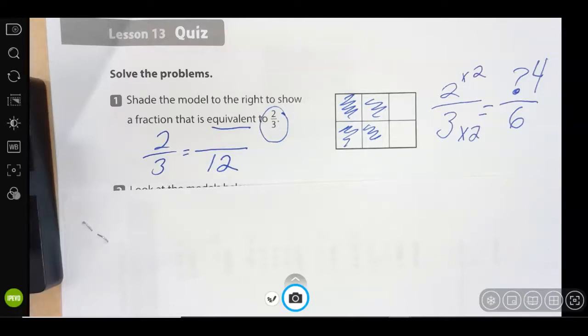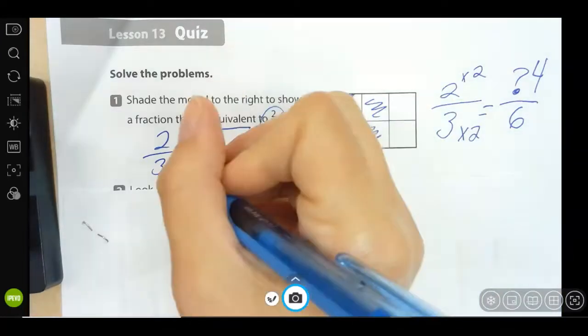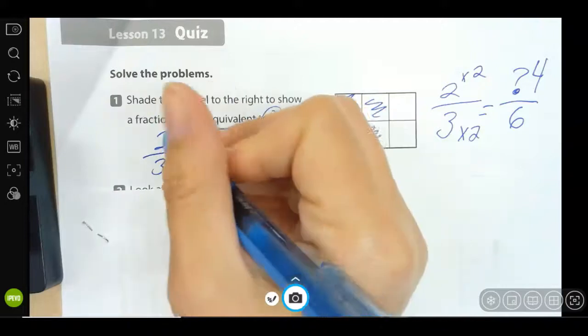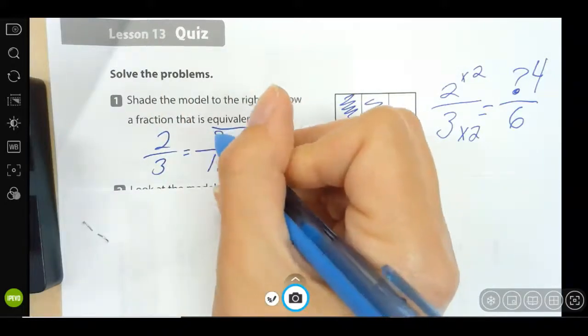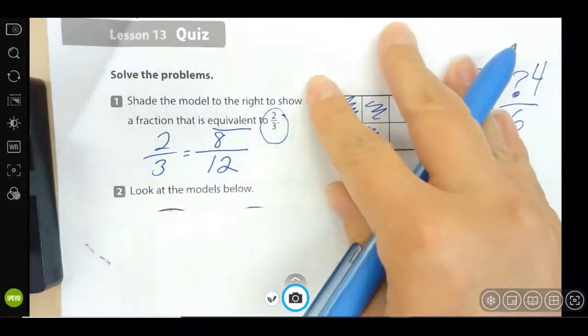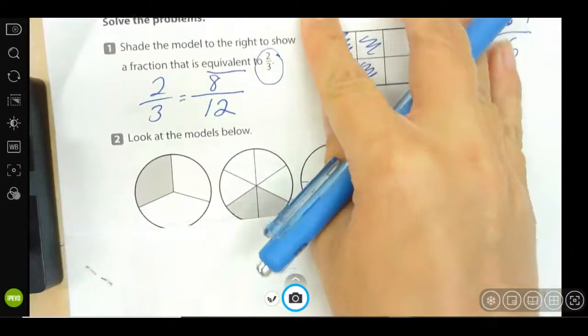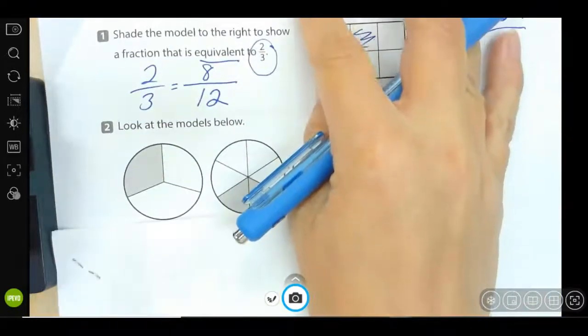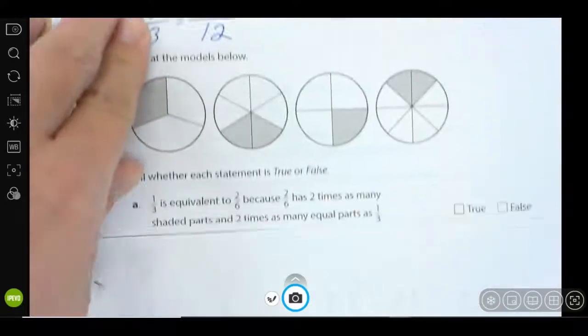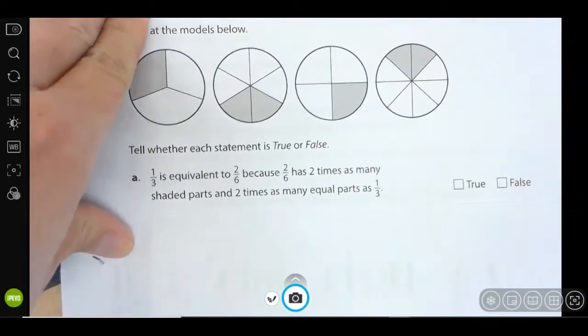Then you shade it 12. You would shade 8 squares. Rylan told me that 3 times 4 gives me 12, so you're going to multiply 2 times 4 to get 8. Perfect. Good job. Rylan, go erase the board, please. Wait, what's the top times? Times 4. Remember, whenever you do to the top, you do to the bottom.